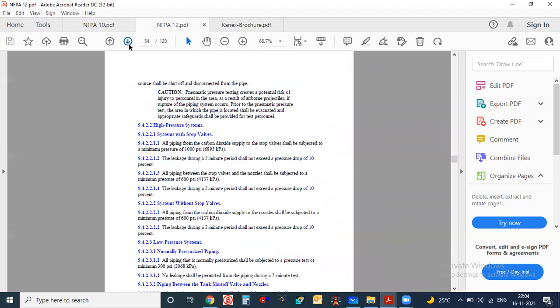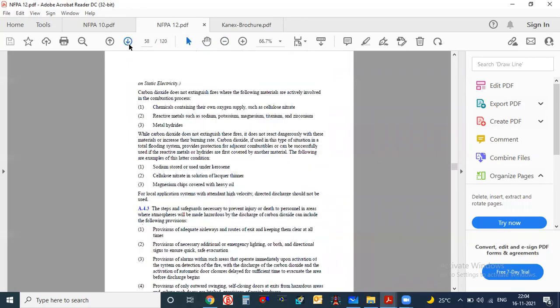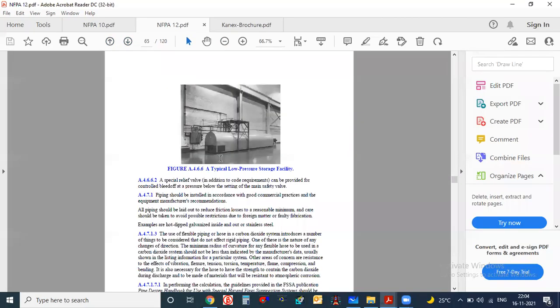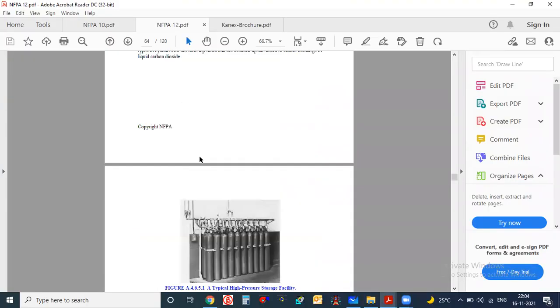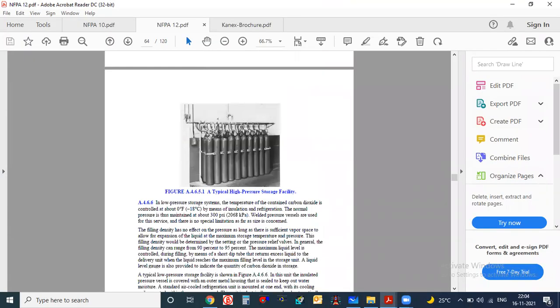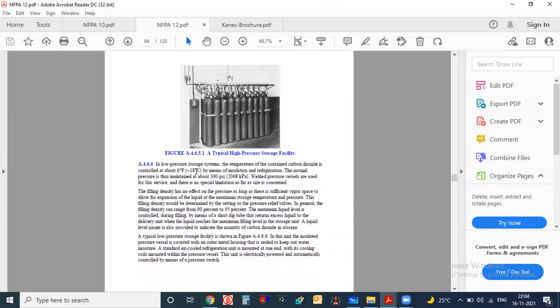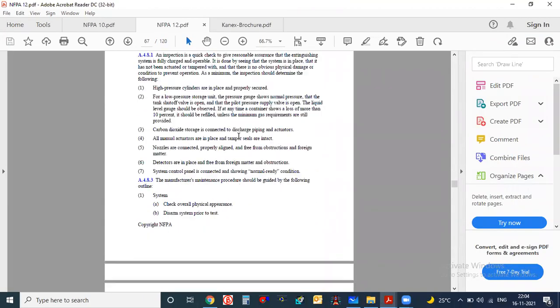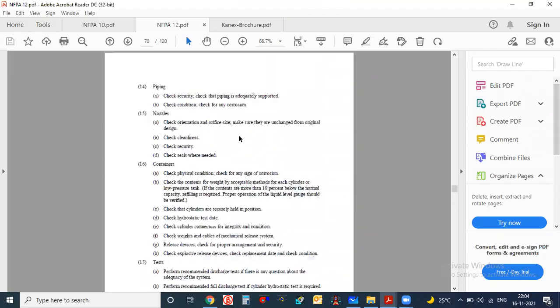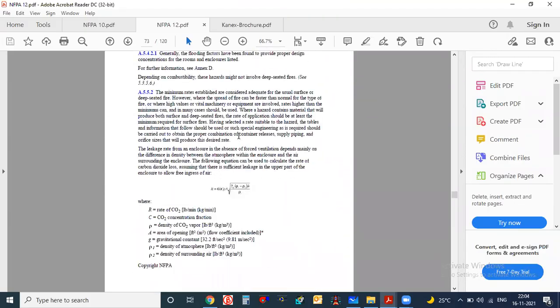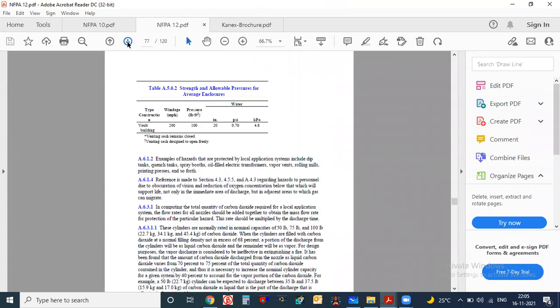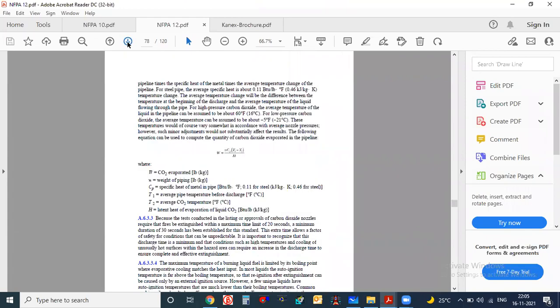Marine system, nothing is given here. Typical low pressure storage facility. This is a high pressure storage facility like the CO2 flooding system or the gas separation system. So some tables are given here. These things are not required actually. So many things are given here which are out of our scope.